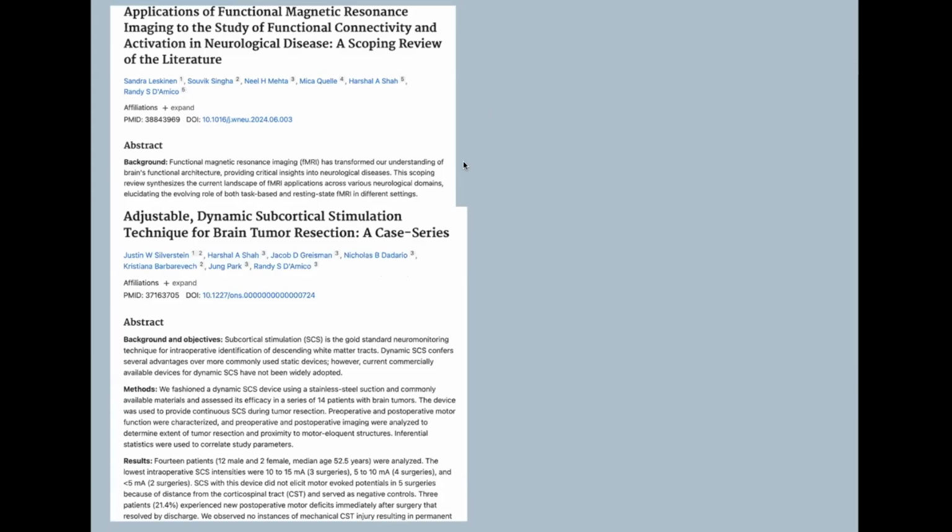A case series, like we were speaking about earlier, looks at a unique series of cases. In this case, it was subcortical stimulation for brain tumor resection. This wasn't reported on much in the literature, which is why a case series was published.